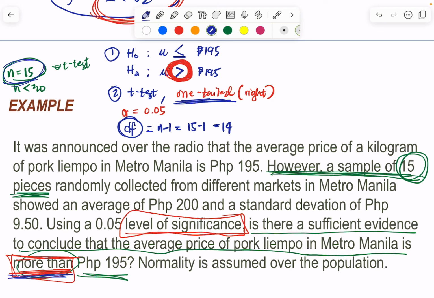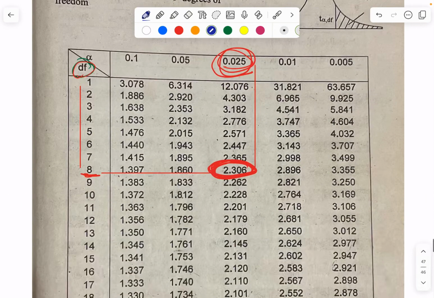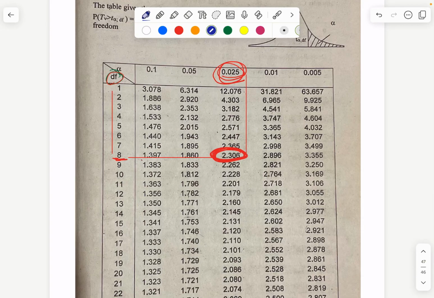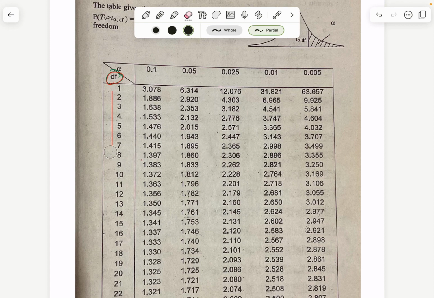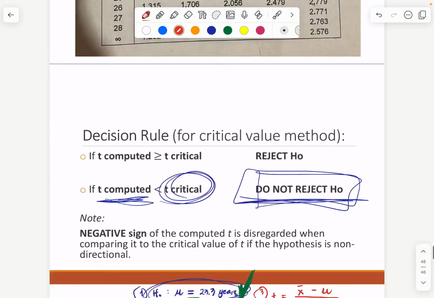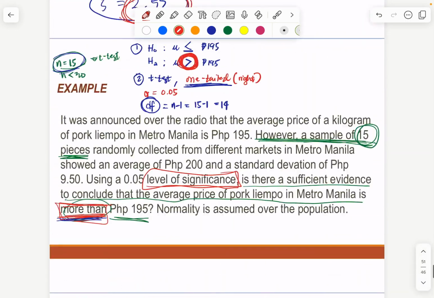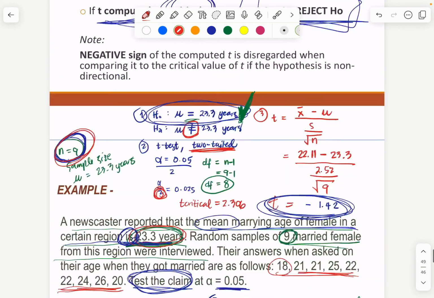Your alpha is 0.05. So, pwede na nato mapangita si T-critical using the table. So, adto ta sa table. Okay. So, it's here. What's your DF again? Okay, so your DF is 14. So, gikan diri ni DF, just go down towards 14. Afterwards, lantawon pud nimo ang alpha. Unsa to atong alpha? Let's check. So, our alpha is 0.05.